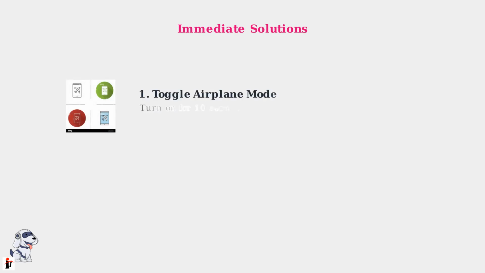First, try these simple solutions that resolve most Error Zero cases. Step 1. Toggle airplane mode on and off. Turn it on for about 10 seconds, then turn it off. This simple action resets your network connections and often resolves connectivity issues.